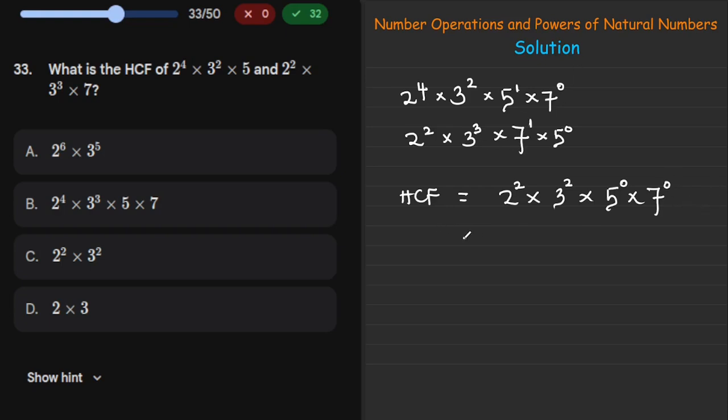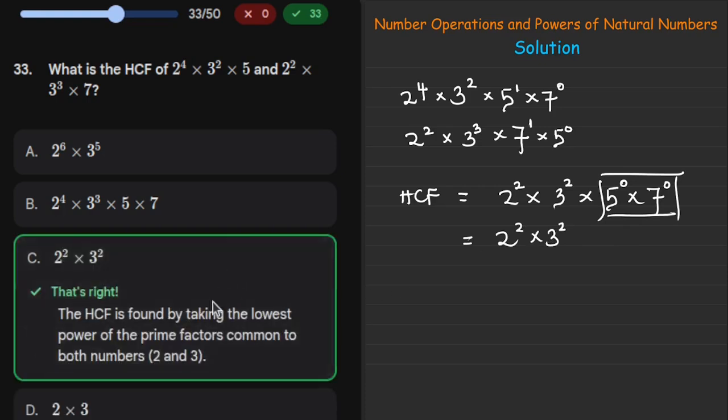So with that, we have 2 to the power 2 times 3 to the power 2. All these others have a power of 0, and we know when a number has a power of 0, we have 5 to the power 0 giving us 1, then 7 to the power 0 also giving us 1, which yields just 1, so there's no need writing it. Hence, we have 2 to the power 2 times 3 squared, which is C over here. I do hope you were able to get that.